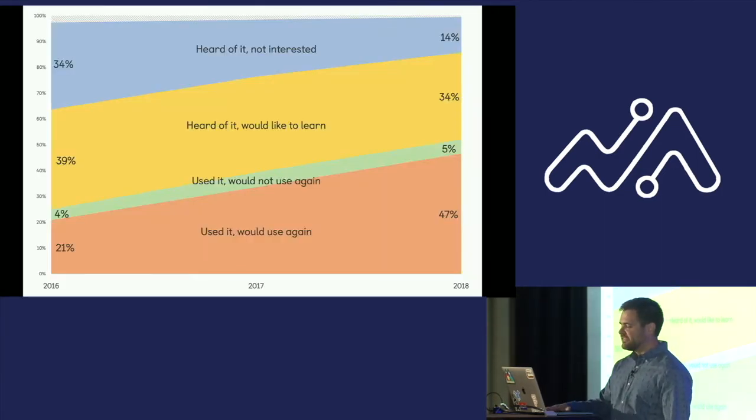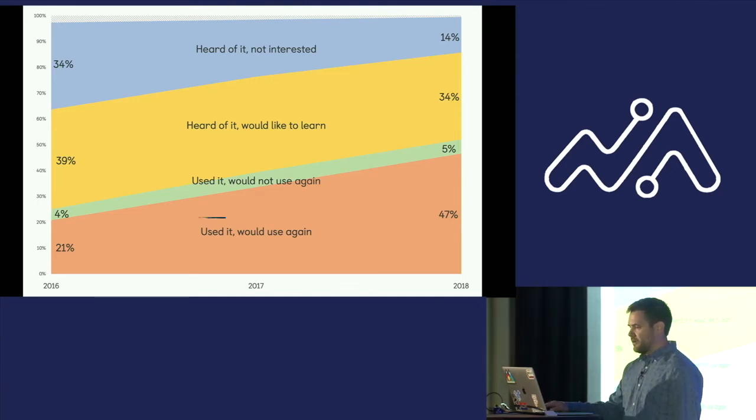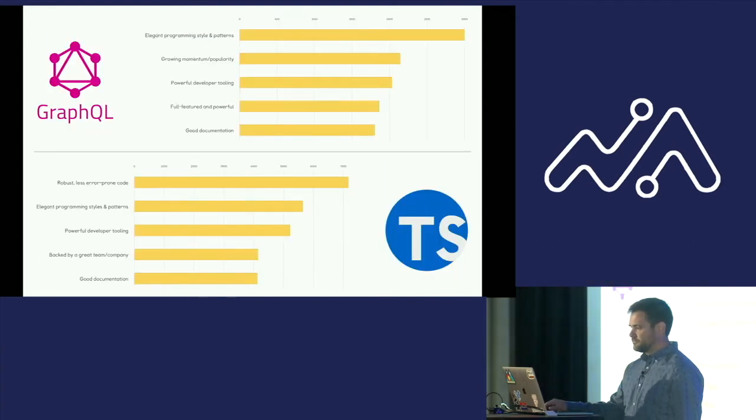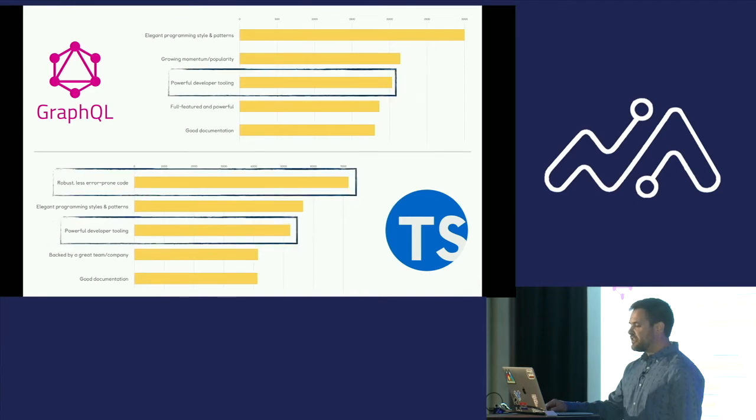So going back to the State of JavaScript survey, you can see TypeScript's popularity over time. Developers who have used it and love it has more than doubled. And the number of devs that are not interested at all has been cut in more than half. Among developers who like to use both, these are the most liked aspects of the languages. And you can see that those users like them because they unlock the ability for us to create powerful developer tooling and strongly typed, less error-prone code.